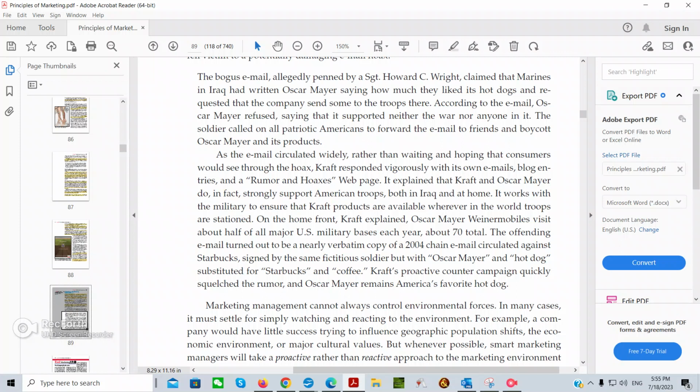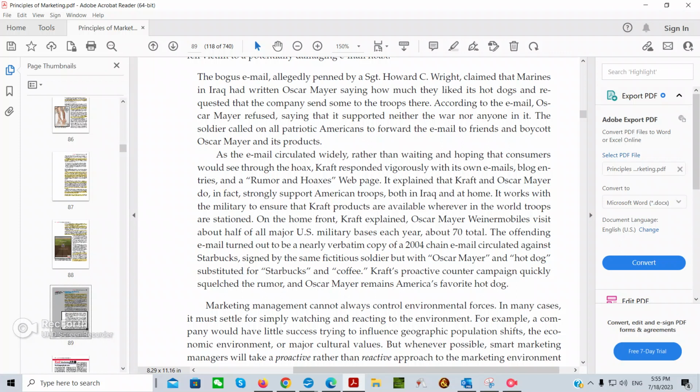As the email circulated widely, rather than waiting and hoping all consumers would see the hoax, Kraft responded vigorously with its own emails, blog, and entries in a "rumors and hoaxes" webpage. It explained that Kraft and Oscar Mayer did in fact strongly support American troops both in Iraq and at home. It works with the military to ensure Kraft products are available wherever the world's troops are stationed.